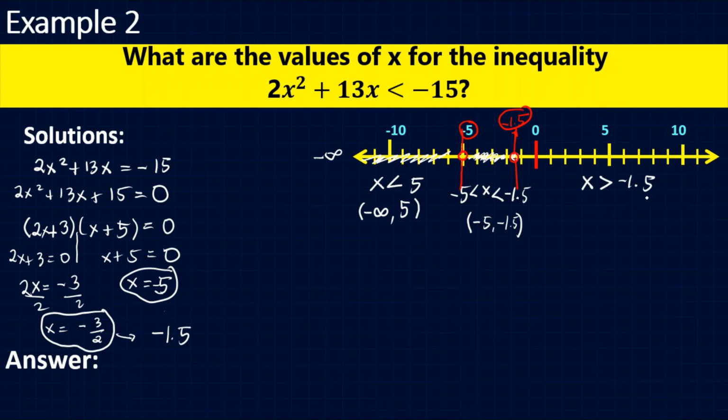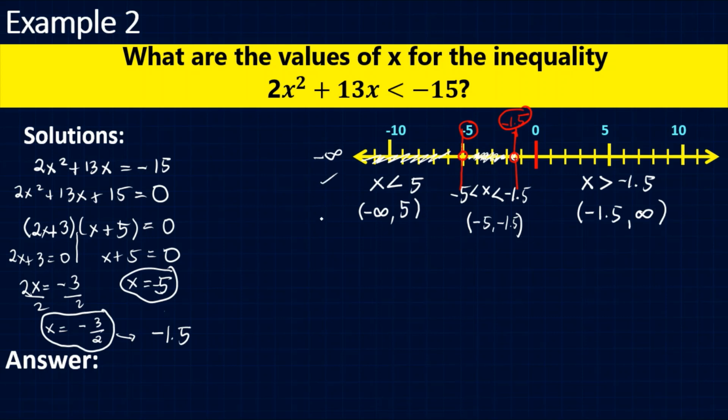And then in the third part, we start at negative 1.5. The points next to negative 1.5 are included, going to the right, toward the positive numbers. So we put positive infinity here.